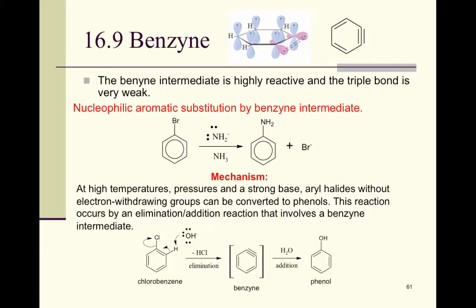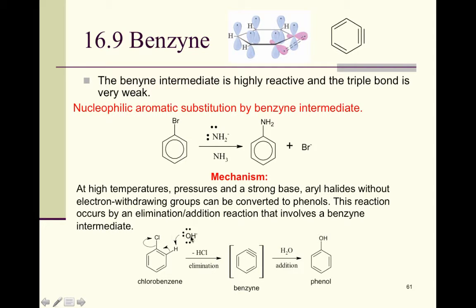Benzyne. It's an intermediate that is highly reactive, and a triple bond is formed, and it's extremely weak. Nucleophilic aromatic substitution by a benzyne intermediate. What we're looking at here, we have Br going to be substituted by NH2 in this reaction. I have Br up here, and down here in the mechanism I have Cl. It's because either of these halogens would work.